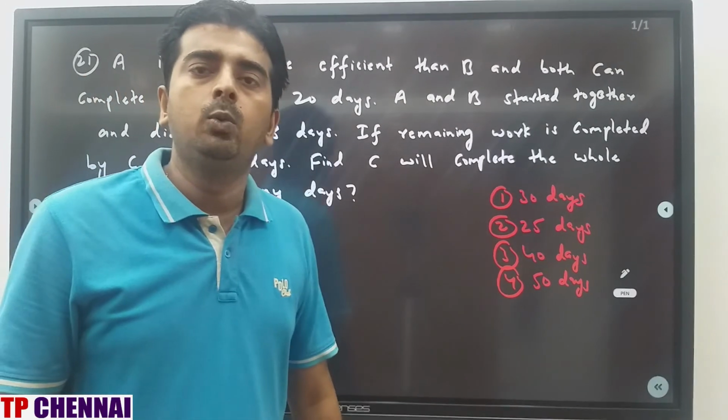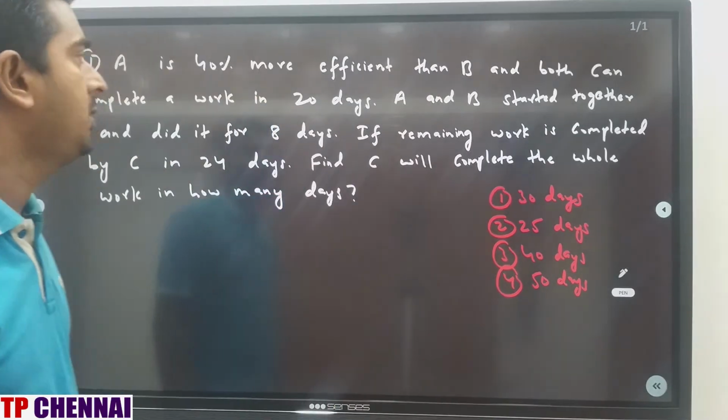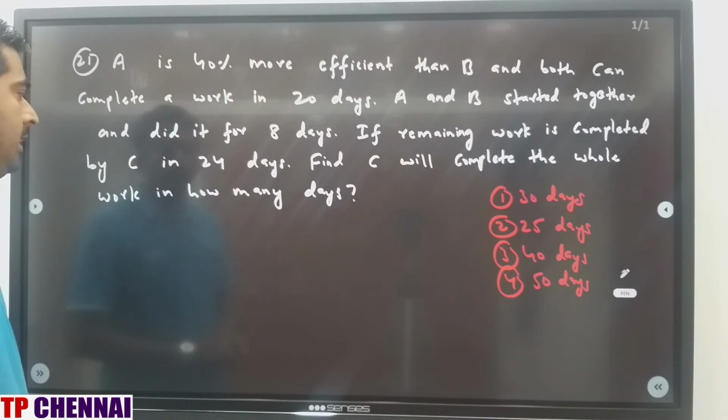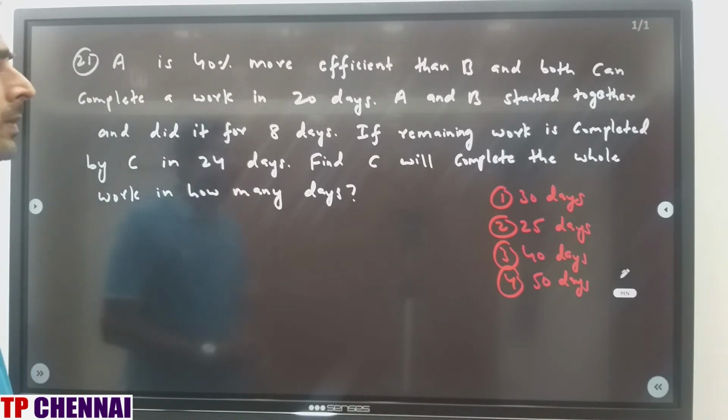So now we will see two arithmetic questions, right? First one is based upon time and work. A is 40% more efficient than B and both can complete a work in 20 days. A and B started together and did it for 8 days. If remaining work is completed by C in 24 days, find C will complete the whole work alone in how many days? So first we will see by method, then we will see trick directly.